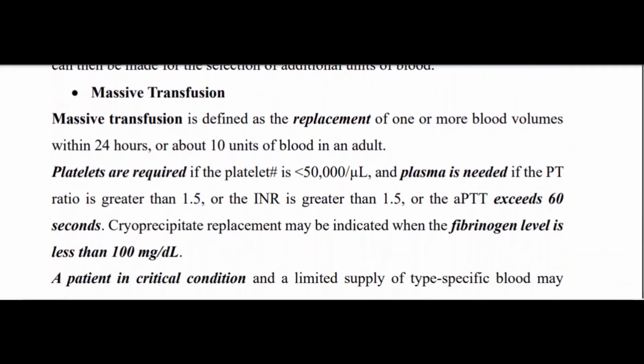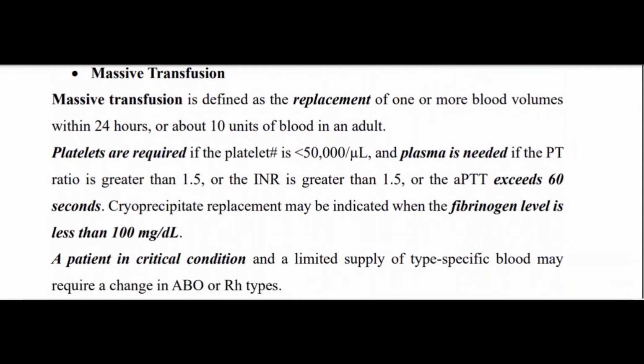So now also in case of massive transfusion, so here it is not just emergency, but massive transfusion. It is just like replacement of one or more blood volumes within 24 hours, or about 10 units of blood in adults within 24 hours. That is massive transfusion. Platelets are required if the platelet count is less than 50,000, and plasma is needed if the PT ratio is greater than 1.5, or the INR is greater than 1.5, or activated PTT exceeds 60 seconds. So we should also transfuse plasma.